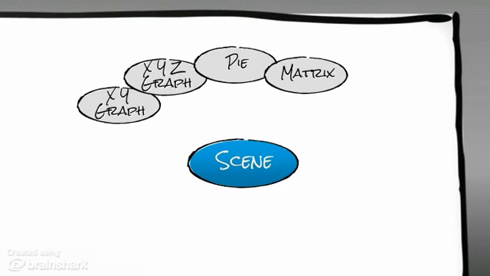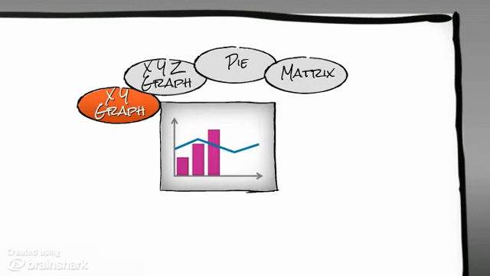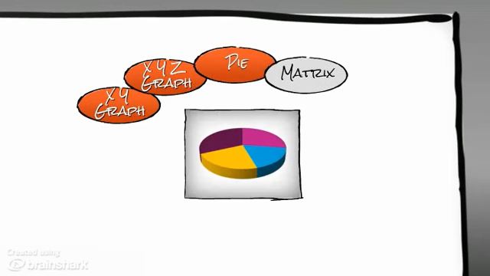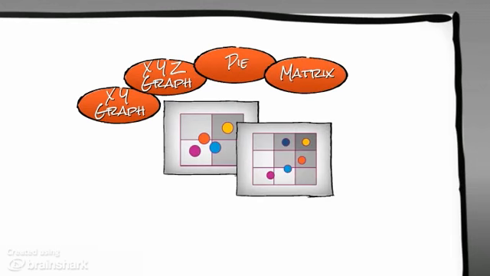The scene is the way in which you're going to lay out the players on your slide. If you're showing data, graphs are the most obvious way to do this. Either a simple bar or line graph, a 3D chart, a pie chart if you're showing percentages that all add up to 100, or a matrix to show different regions where the players might sit.